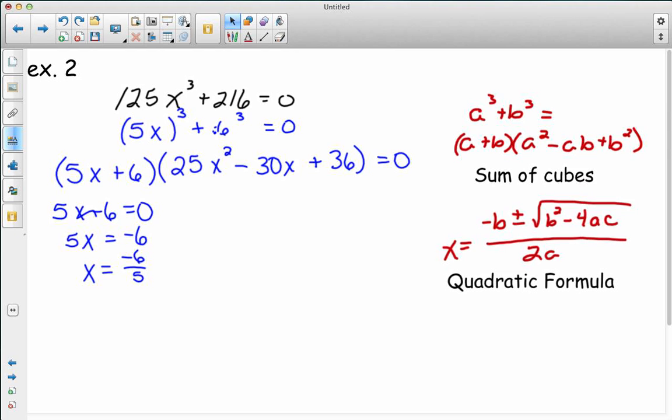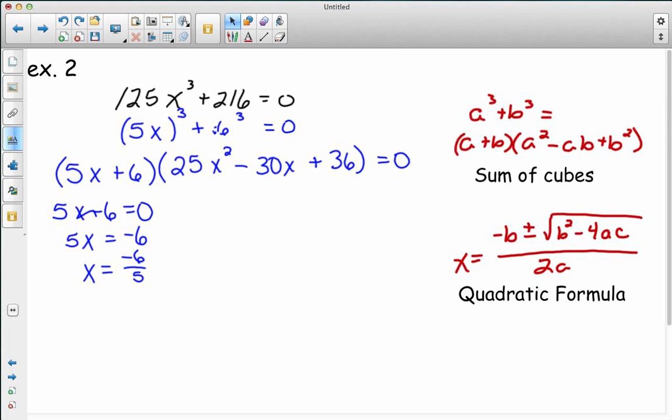So the quadratic formula tells me that my x equals the opposite of b plus or minus the square root of b squared minus 4 times a times c, all of that over 2a. So I want to recognize what is a, what is b, and what is c. So I go back to the quadratic, and I notice that it is in standard form. Therefore, a is 25. And b is negative 30. And c is 36.